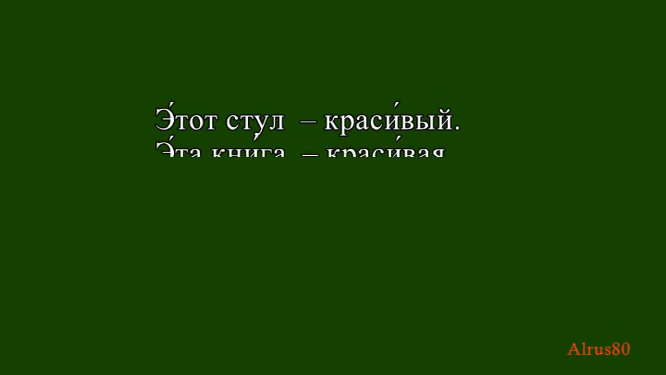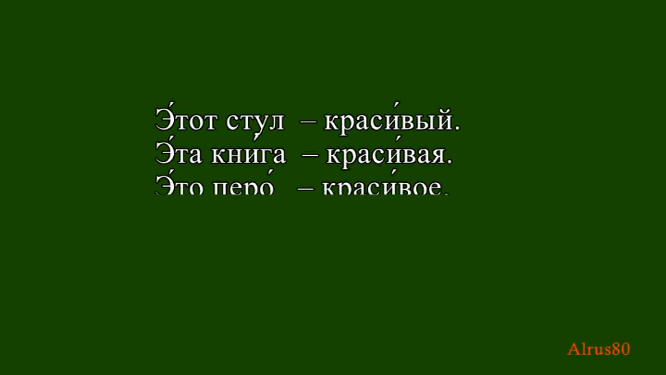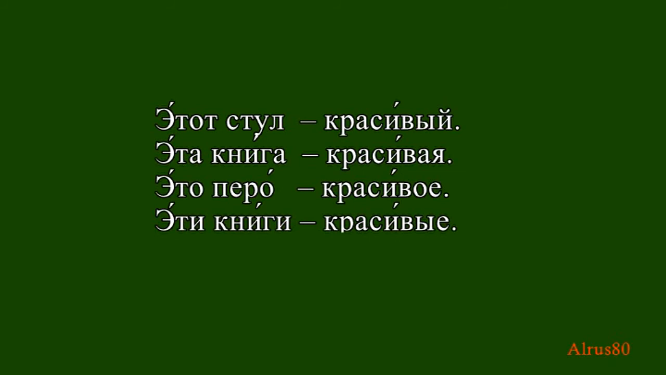This chair is beautiful. Этот стул красивый. This book is beautiful. Эта книга красивая. This feather is beautiful. Это перо красивое. These books are beautiful. Эти книги красивые.